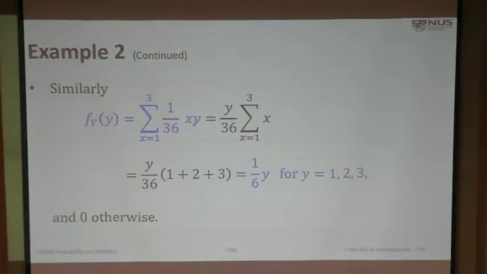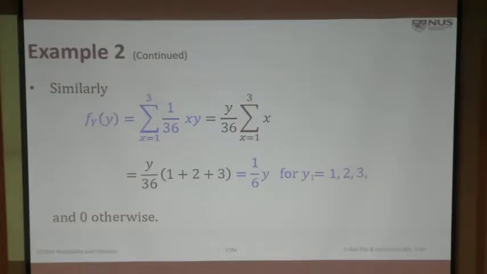So in this context, y over 36 is a constant, so we can take that outside the summation. And now we're computing the sum over x equals 1 to 3 of x, and that's equal to 1 plus 2 plus 3, which is 6. So y over 36 times 6 is y over 6, the marginal probability mass function for y when y lies in the set 1, 2, and 3, or it's 0 otherwise. Okay, so those are the marginal PMFs for x and y.